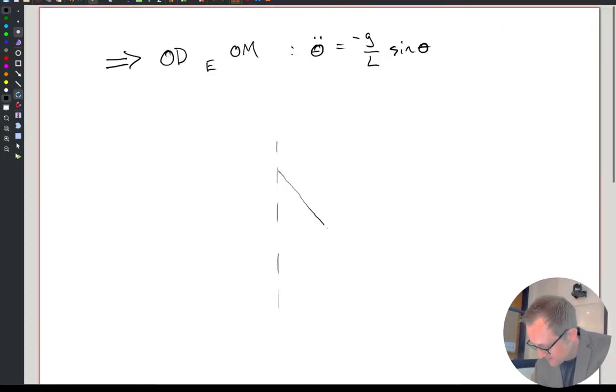And then we'll say theta. I'm using the right hand rule, counterclockwise positive. So that's our theta. What does the rest of this look like?